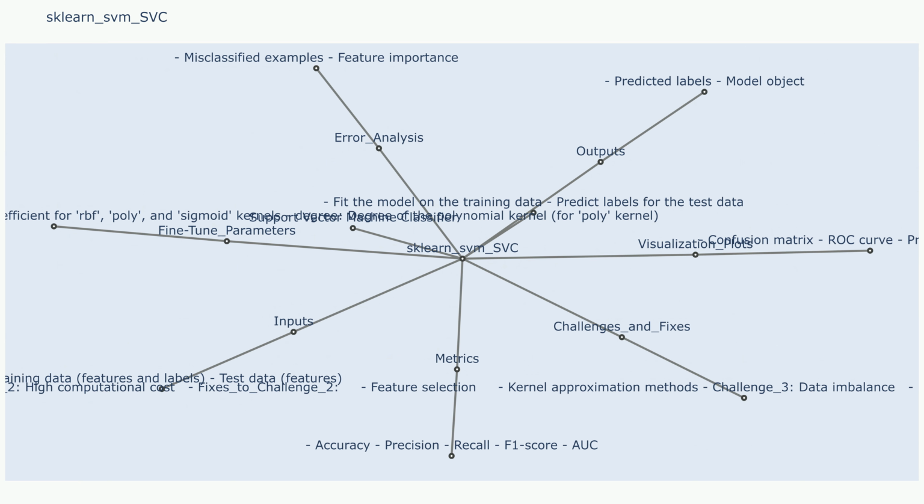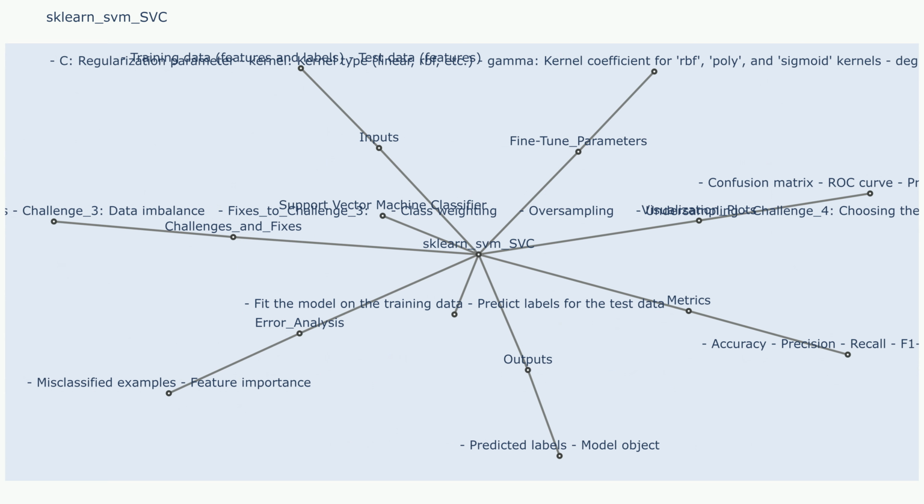Challenge 3. Data scaling. Scaling the features to a common range, e.g., 0 to 1, can improve the performance of SVM. Sample use case that resulted in challenge 3. Features with widely varying scales can influence the model's performance. Fixes to challenge 3. Use standardization or min-max scaling to bring all features to a similar range. Consider using specialized techniques like robust scaler if the data has outliers.